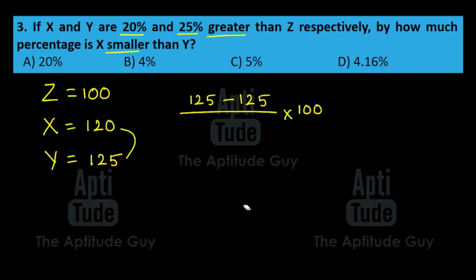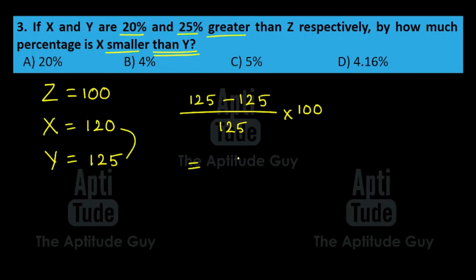Let's see which is the correct one. Let's read the question first. They have asked by how much percentage is X smaller than Y? Than Y. That means with respect to Y. And when we were learning change percentage, remember change percentage was there in the first video. Definitely go and watch that. In change percentage, we learned that whatever the percentage is with respect to, that should be in the denominator. In this case, it is with respect to Y. So, Y will be in the denominator. That is 125.